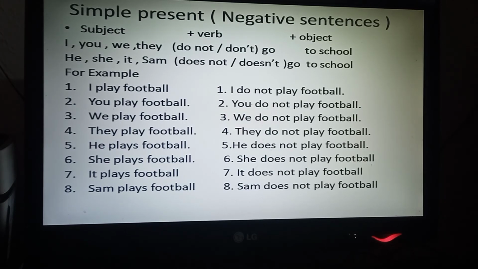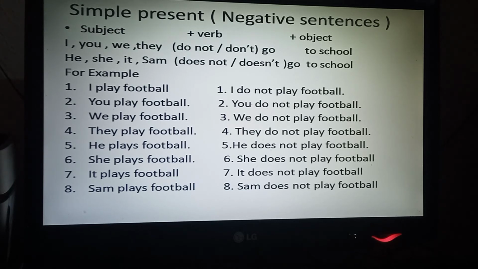Simple present tense, there are some examples of negative sentences. Subject plus verb plus object. I, you, we, they do not or don't go to school. He, she, it, Sam. Sam is the name of a person. Does not, doesn't go to school. You can use both. It is do not, or the short form of do not, don't. It is does not, or you can use the short form of does not, doesn't go to school.